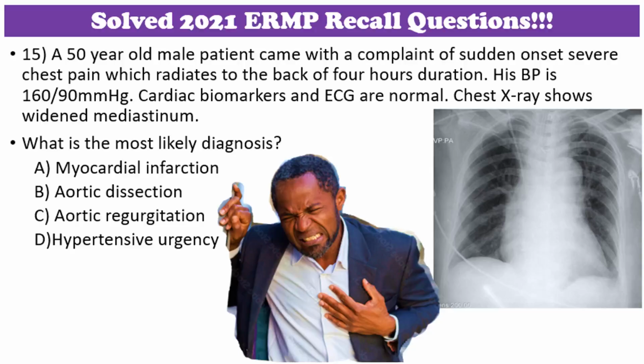Case number 15: a 50-year-old male patient came with a complaint of sudden onset severe chest pain which radiates to the back of 4 hours duration. His blood pressure is 160 by 90 mm mercury. Cardiac biomarkers and ECG are normal. Chest X-ray shows widened mediastinum. What is the most likely diagnosis? A. Myocardial infarction. B. Aortic dissection. C. Aortic regurgitation. D. Hypertensive urgency. You have 25 seconds to answer the case.